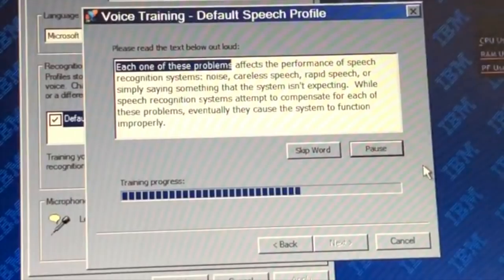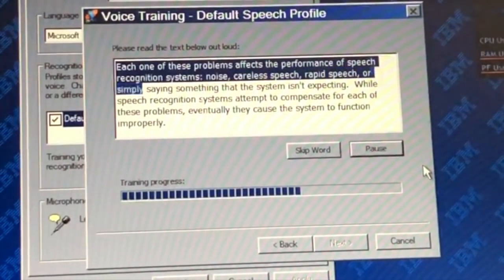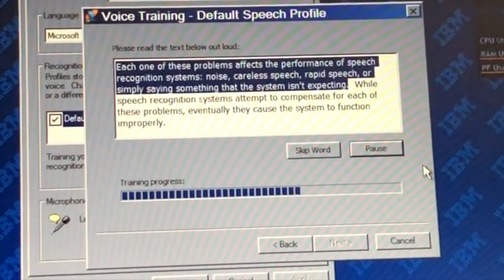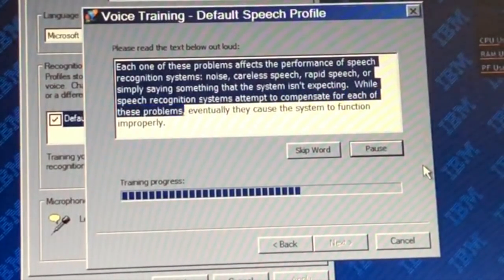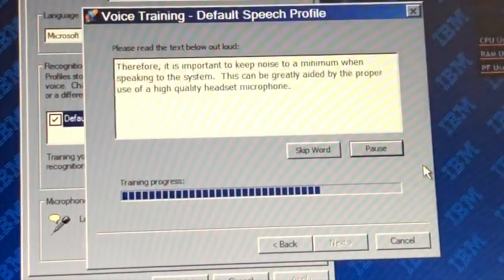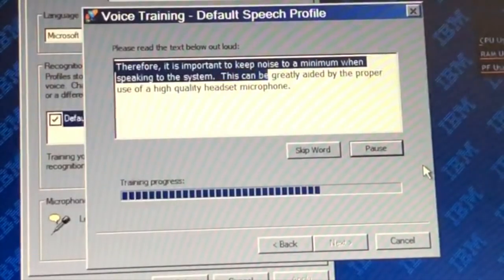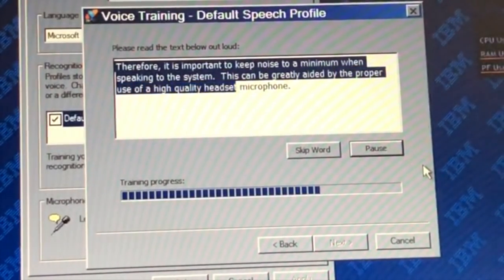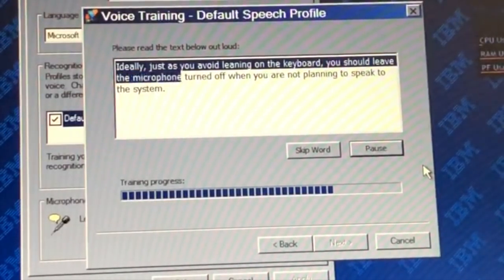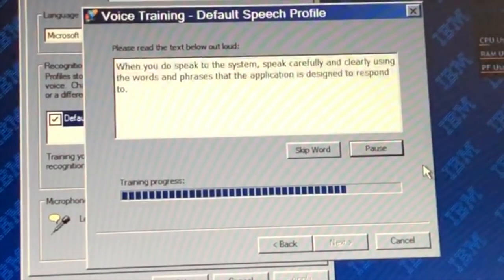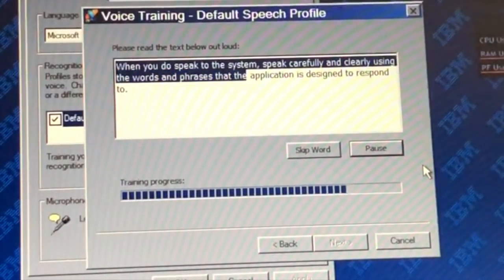Each one of these problems affects the performance of speech recognition systems. Noise, careless speech, rapid speech, or simply saying something that the system isn't expecting. While speech recognition systems attempt to compensate for each of these problems, eventually they cause the system to function improperly. Therefore, it is important to keep noise to a minimum when speaking to the system. This can be greatly aided by the proper use of a high-quality headset microphone. Ideally, just as you avoid leaning on the keyboard, you should leave the microphone turned off when you are not planning to speak to the system. When you do speak to the system, speak carefully and clearly using the words and phrases that the application is designed to respond to.